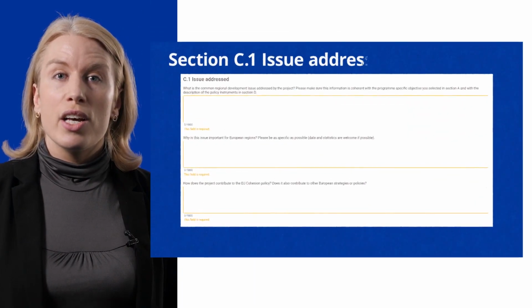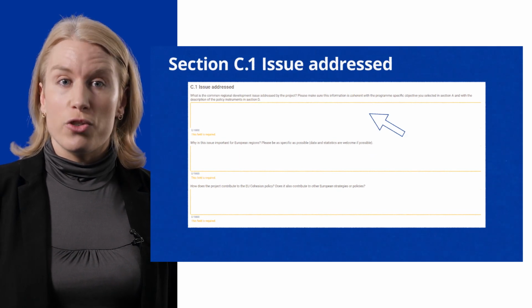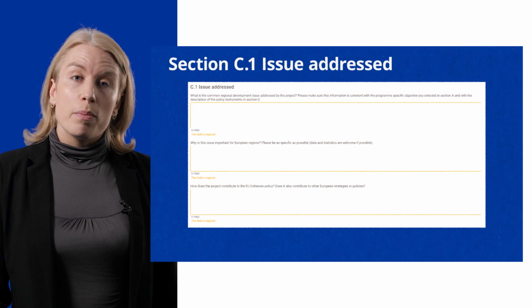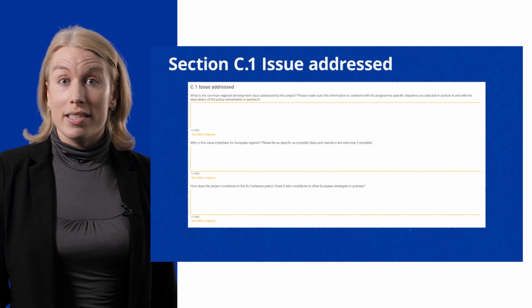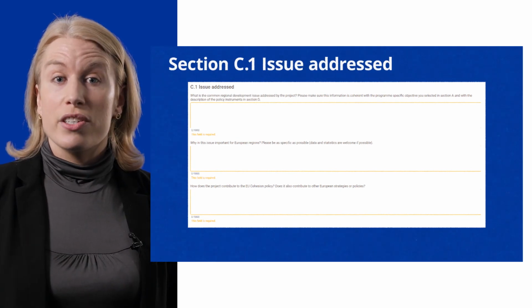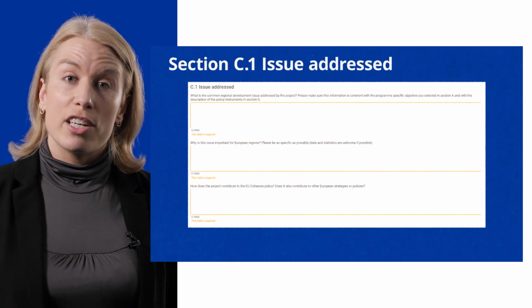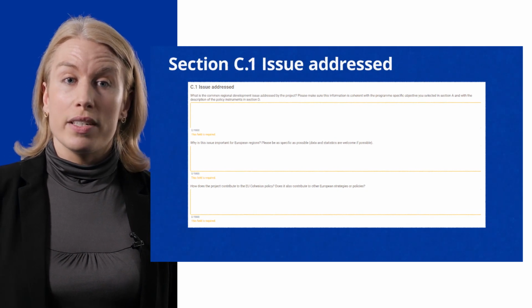Looking into the application form, in section C, you will need to describe this common challenge in the field Issue Addressed. Make sure that the information you provide is coherent with the specific objective that you will select in section A. It's also important that it matches the policy instruments in section D. So we will be looking for coherence between all of these sections.